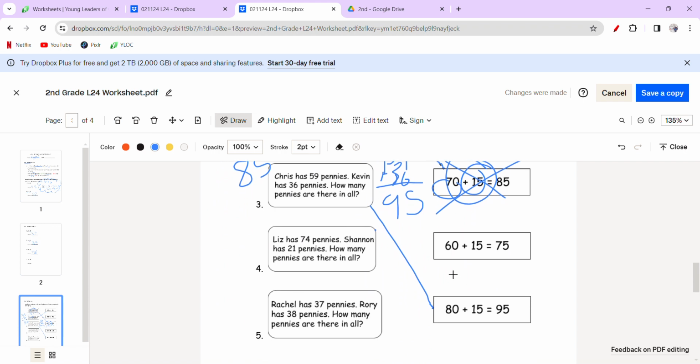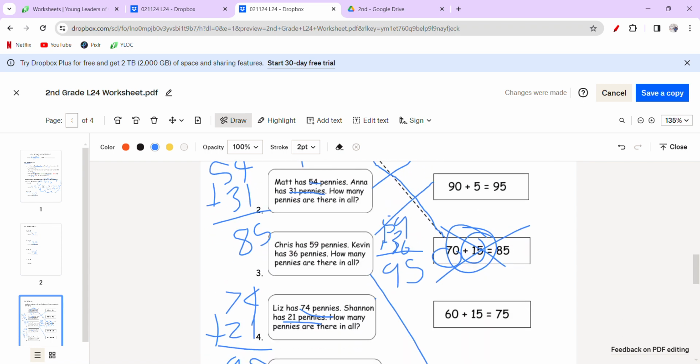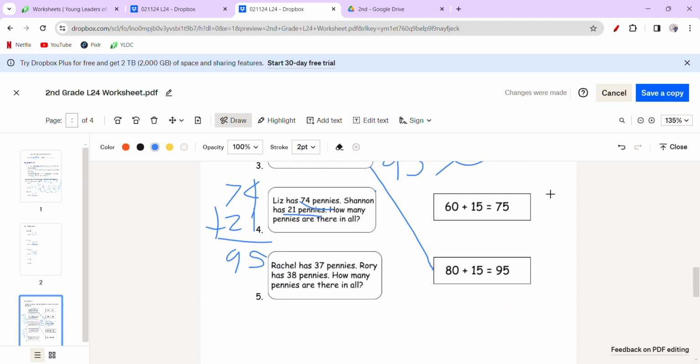Liz has 74 pennies. Shannon has 21. So you would add 74 plus 21, which would be 4 plus 1 is 5. 7 plus 2 is going to be 9. So this fills in with the left out 95.